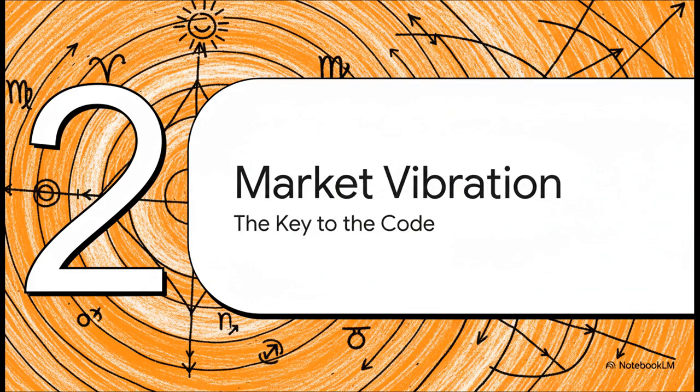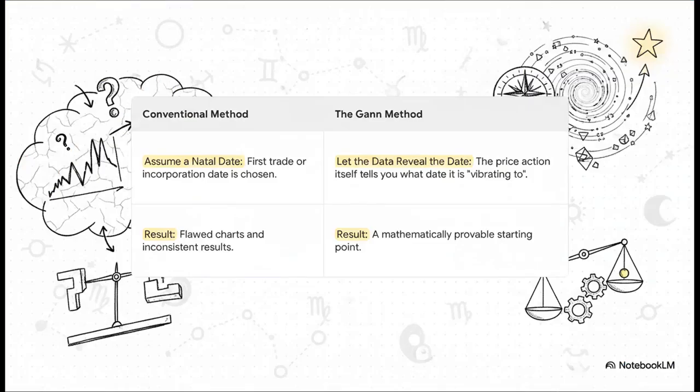Okay, and this is where everything flips on its head. The whole idea we're digging into today is stop guessing. Just stop. Don't force a date onto the market. Instead, you have to listen to the market. Let the price action itself tell you what date it's really tuned into. So you can see this is a complete 180-degree turn in approach. We're moving away from just assuming something and into pure mathematical investigation. The big claim here is that the real starting point, its true signature, is hiding right there in the price data. You just have to know the secret to finding it.